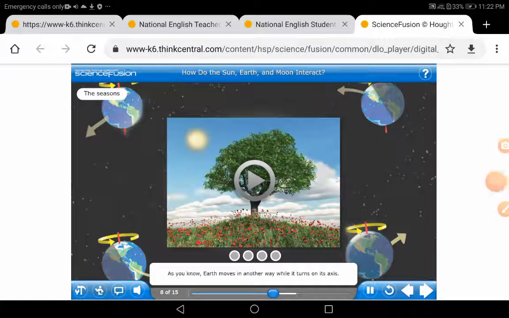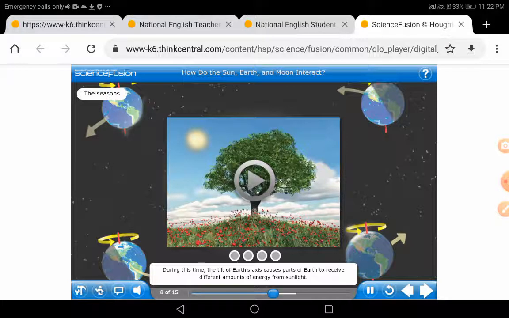Okay, let's listen. As you know, Earth moves in another way while it turns on its axis. Earth also revolves around the sun, which takes about 1 year. During this time, the tilt of Earth's axis causes parts of Earth to receive different amounts of energy from sunlight. Areas that receive more direct sunlight are experiencing summer. Click the play button to learn more about the seasons.